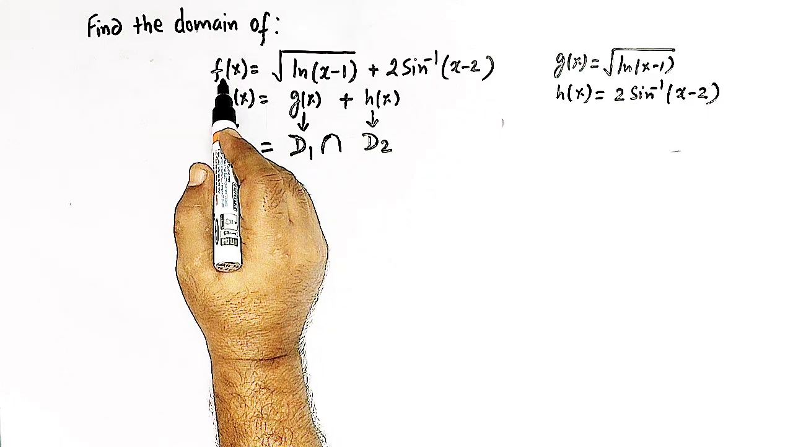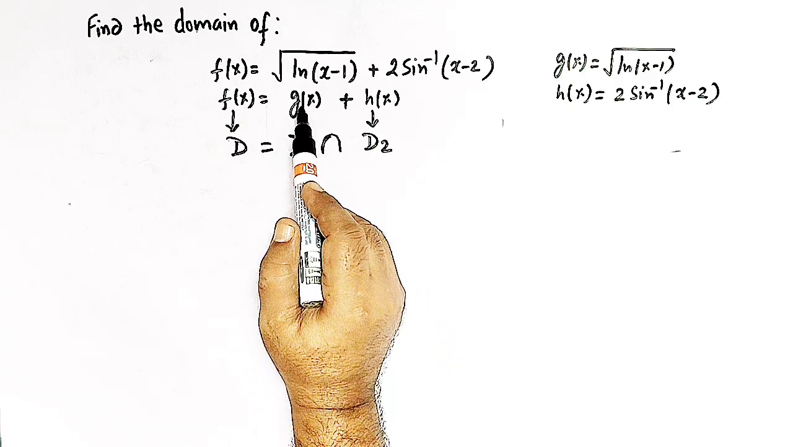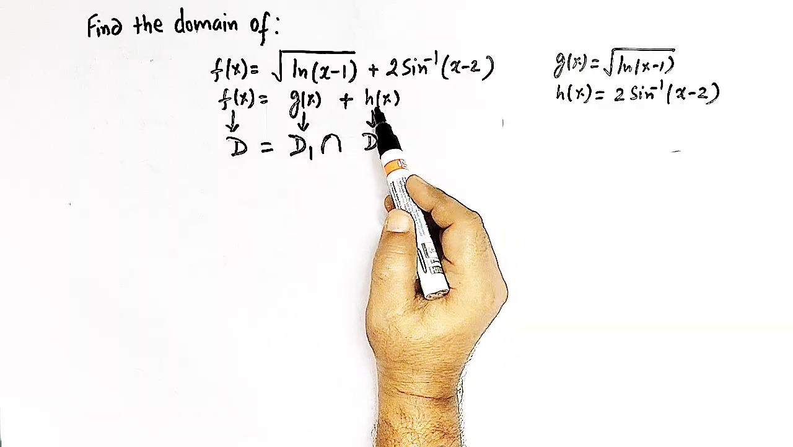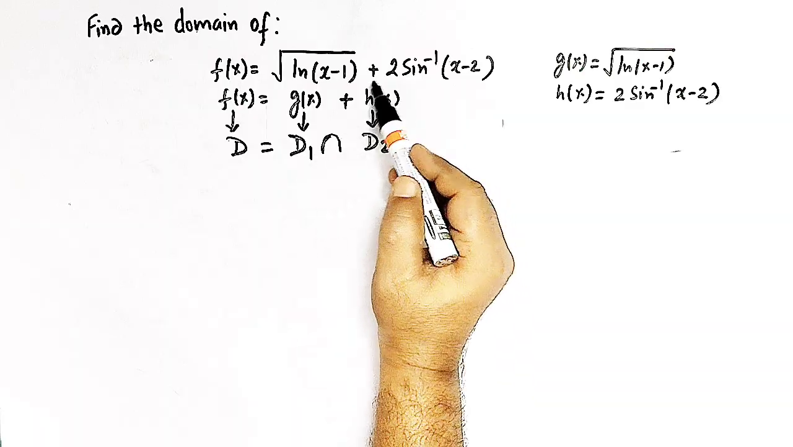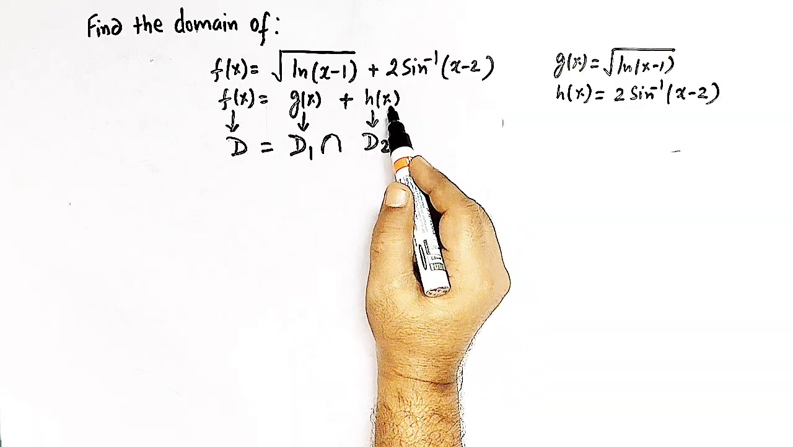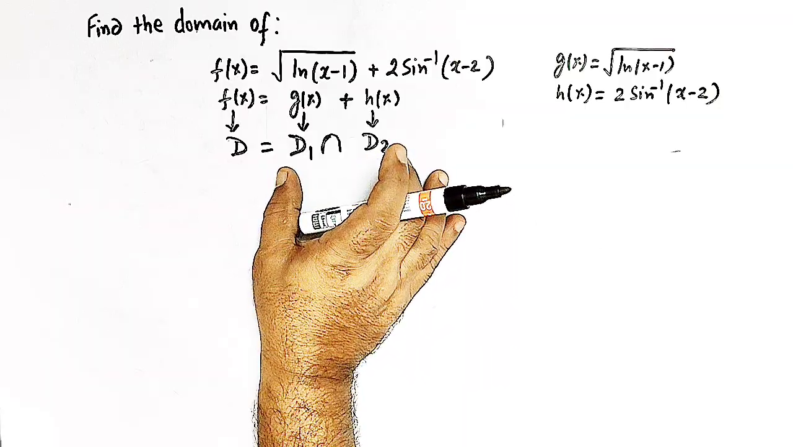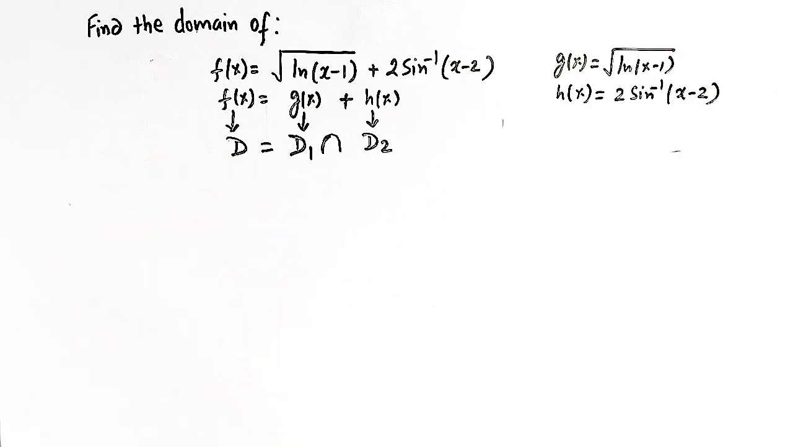That is, this function f of x is defined for only those values of x which are common to the domains of the functions g of x and h of x. So first we will find the domain of g of x, which is d1, then we will find the domain of h of x, which is d2, and then we will take the intersection of these two domains to get the domain of the function f of x. So let us first find d1.